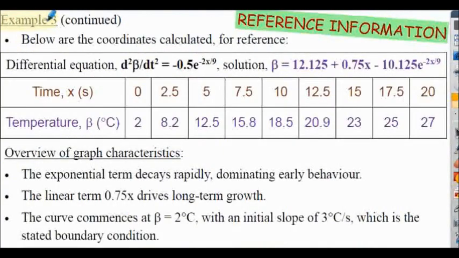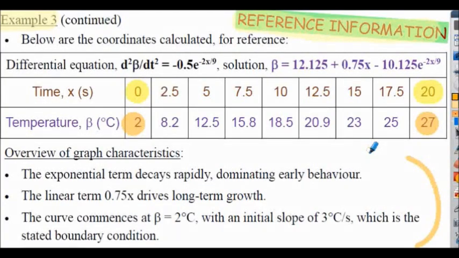Example 3, solution continued. And again, this is purely for reference. I've shown various coordinates in the table, commencing from time is equal to 0 to 20 seconds, and the appropriate beta value is being calculated. Also stated a few characteristics of the graph itself, but we will not be plotting the graphs and describing the curves in the rest of the presentation.